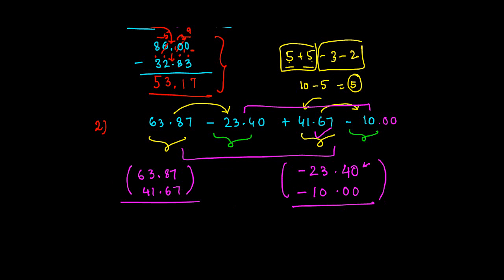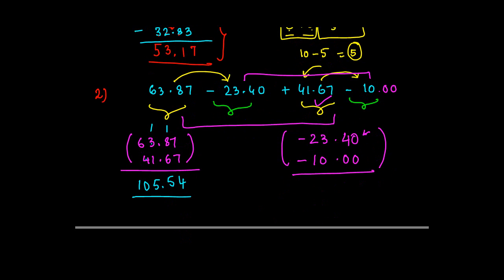So let's do the additions. 7 plus 7, 14, 4, 1 carryover, 8 plus 1, 9 plus 6, 15, 5, 1 carryover, 3 plus 1, 4 plus 1, 5, 6 plus 4 gives you 10. Because both these are negative, we are going to do an addition for these. So 0 plus 0 is 0, 4 plus 0, 4, 3 plus 0, 3, 2 plus 1, 3.